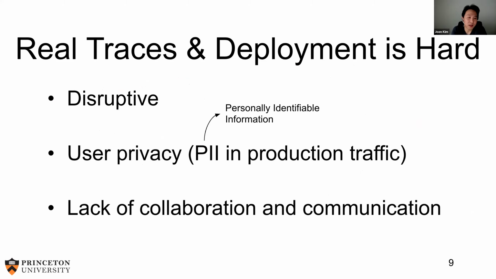Second point is about user privacy. There is some personally identifiable information in the production traffic, like, for example, IP addresses and MAC addresses. So operators will not and should not share raw data with researchers. There is also generally a lack of collaboration and communication between the IT departments and researchers, which also makes it harder to get real traces and real deployments going on.